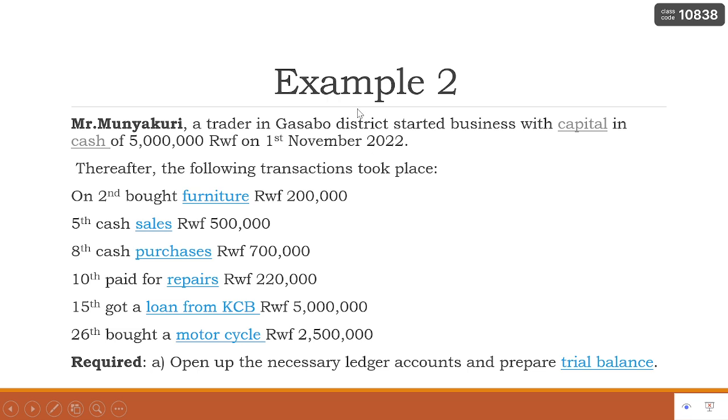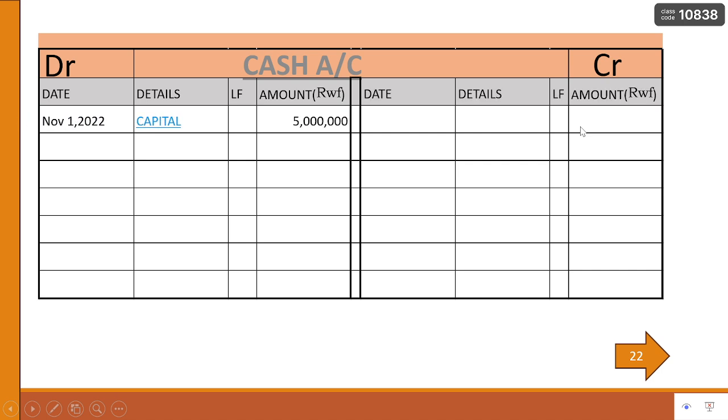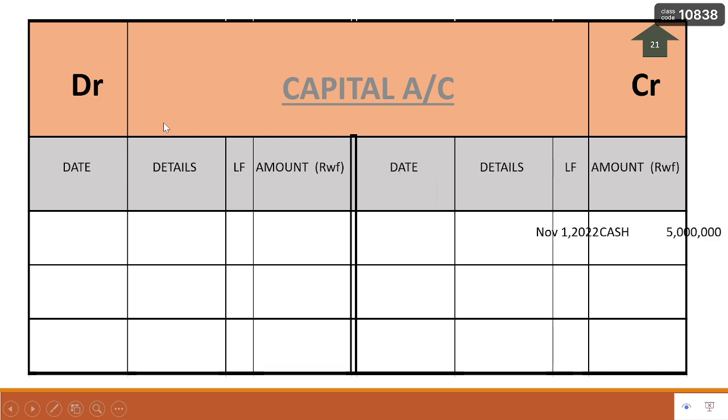So we shall start with the cash account. We are starting the business, so of course we shall debit cash and credit capital. Debit cash, and in the details we put capital because the corresponding account is capital, 5 million. Then we credit capital with 5 million. This is the very first transaction.